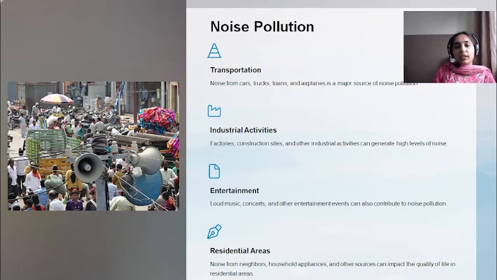Next is residential area. Noise from neighbors, household appliances, and other sources can impact the quality of life in residential areas. A residential area is where a person lives, and it can also become a cause of noise pollution when there is noise from neighbors and household appliances, for example a mixer or grinder, which create lots of noise. When the noise is more than 60 decibels, it can have a negative impact on the quality of life of people living in the residential area.